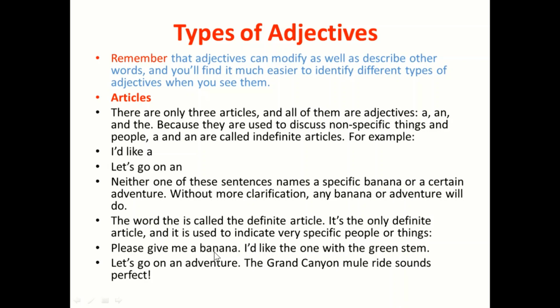Please give me a banana. Now we are using a because in this sentence we are talking in general. Please give me a banana, any banana. I would like the one with the green stem. Here in the second sentence we specify with the green stem, so that's why we use the. Let's go on an adventure, in general we are talking here, any adventure. But in the second sentence, the Grand Canyon Mule Ride sounds perfect. Because we use the specific name Grand Canyon Mule Ride, that's why we use the here.